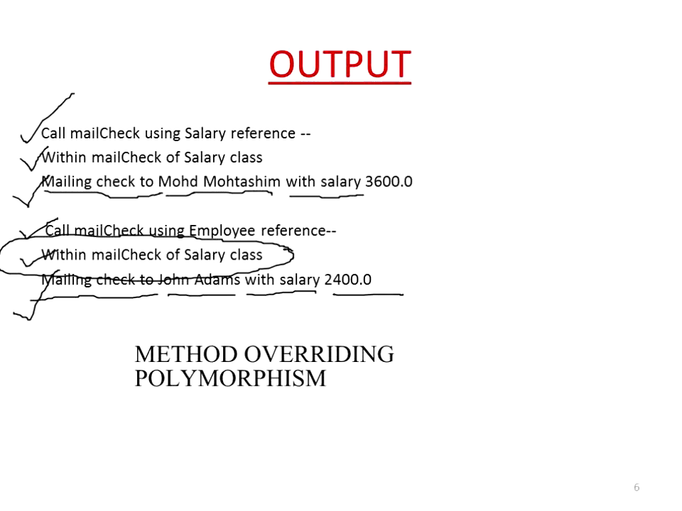So you can see within mail check of salary class. Here we have within mail check of salary class. Here it should be employee class, but still we have salary class. That means the method of the child class overrides the method of the parent class, and this is what we call method overriding, and it is a concept of polymorphism. So this program is based on polymorphism, or you can say method overriding. Any questions?